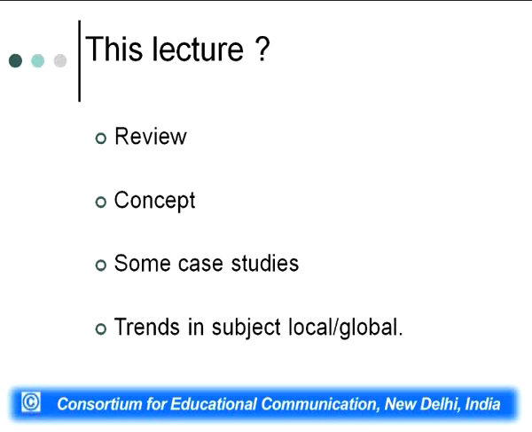And finally, we will look at the prevalent trends in academia with geographical information system at the India level as well as the global level.